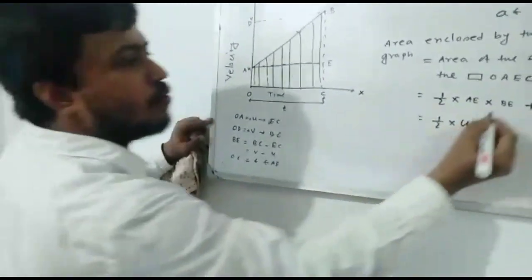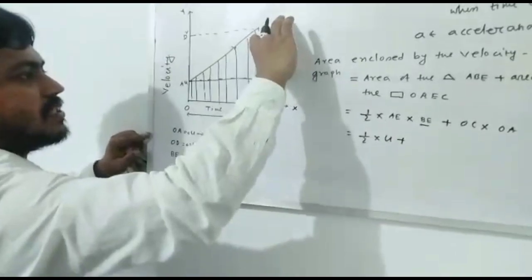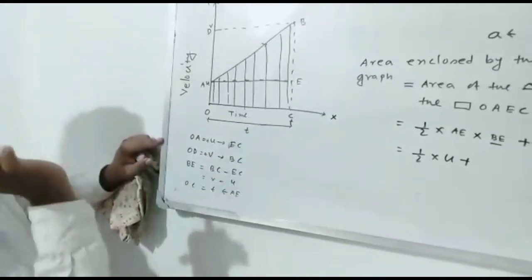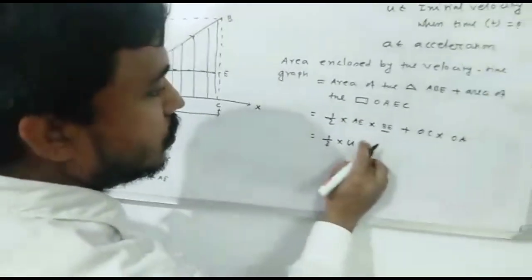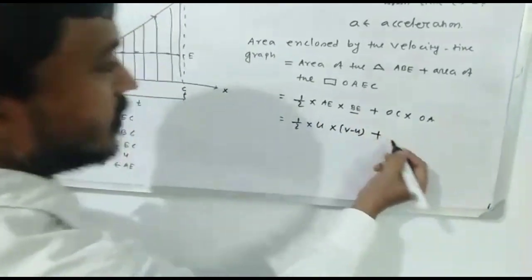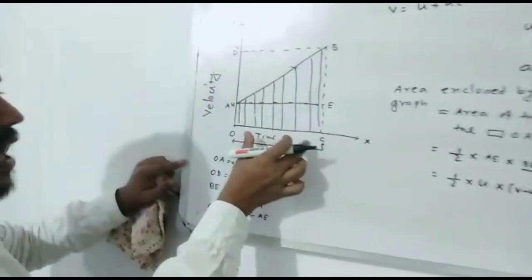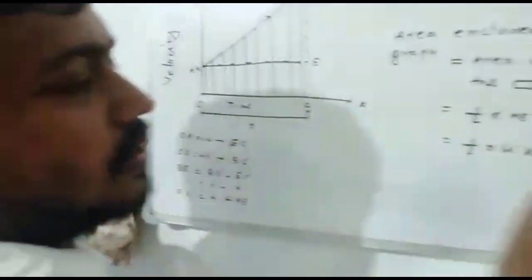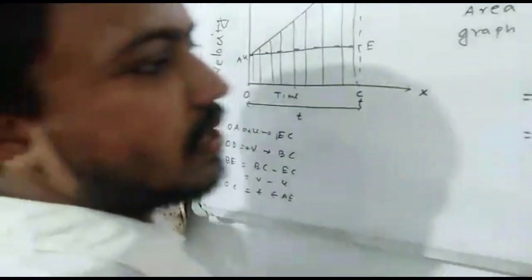And now students, what is the value of BE? BE means already you can find V minus U. So you can put here into V minus U plus OC. So what is the value of OC? OC equal to T. And OA equal to what? OA equal to once again U.